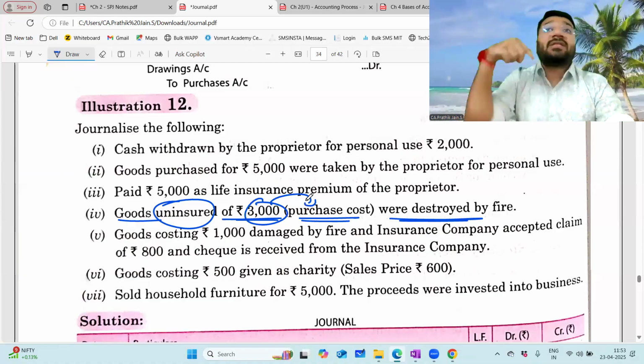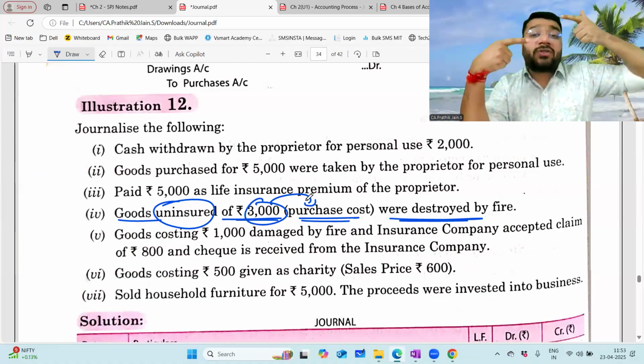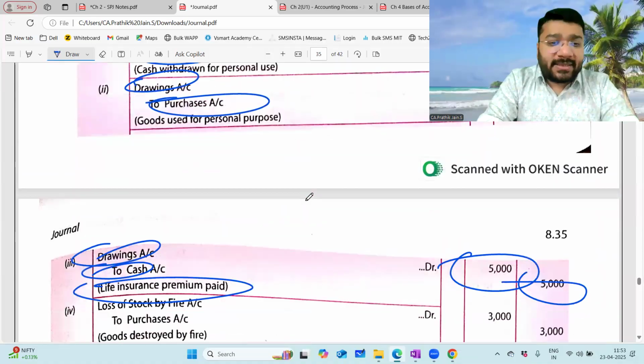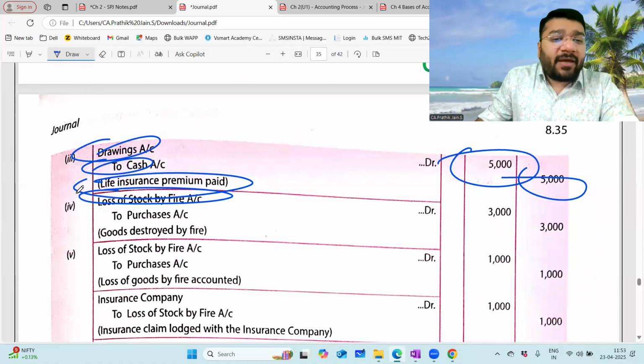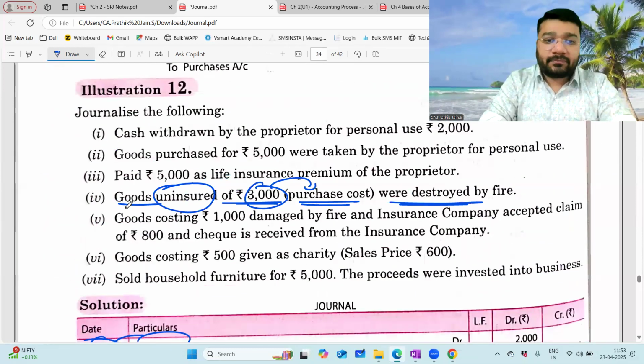No. So to reverse the purchase by giving a credit in place of the debit, loss of goods by fire or goods destroyed by fire, anything, you can open the account. Goods destroyed by fire account debit to purchase account. Loss of stock by fire or goods destroyed by fire account debit to purchase account 3,000. Any problem?